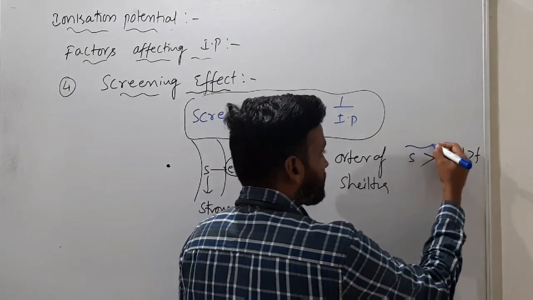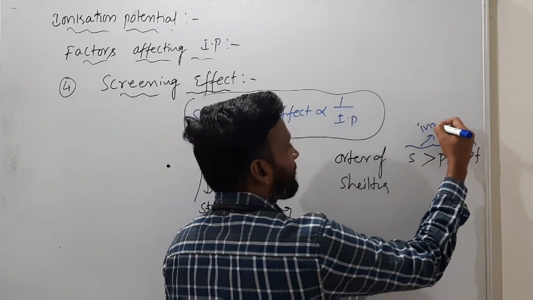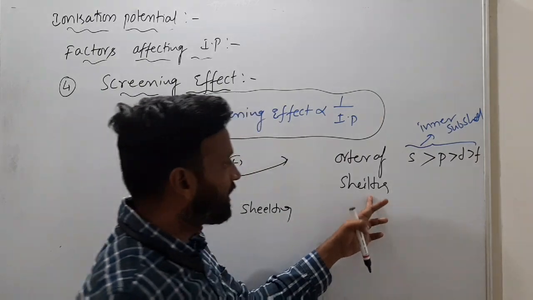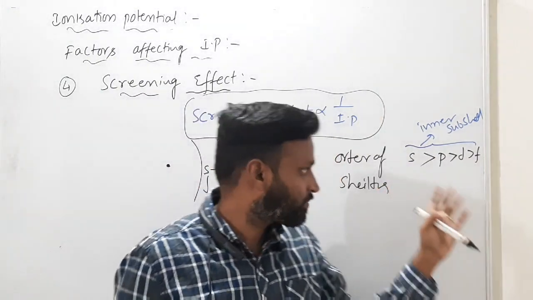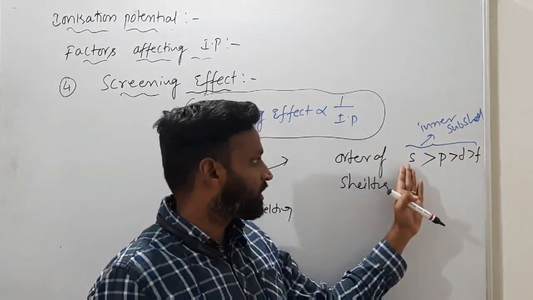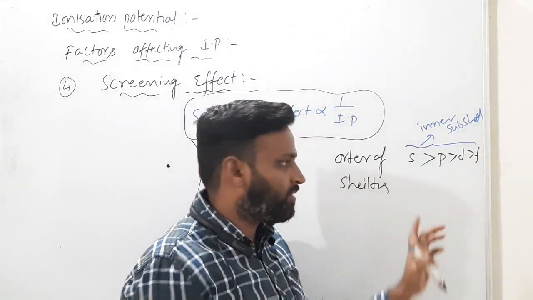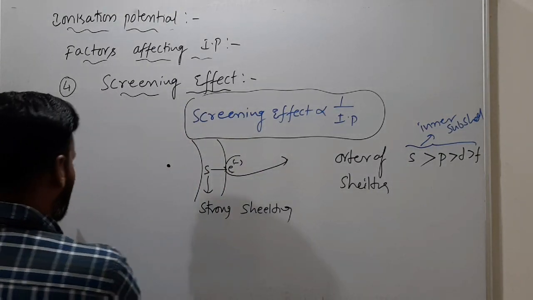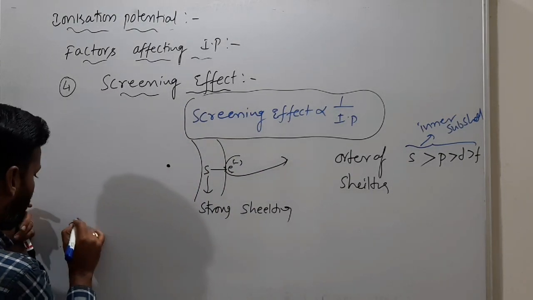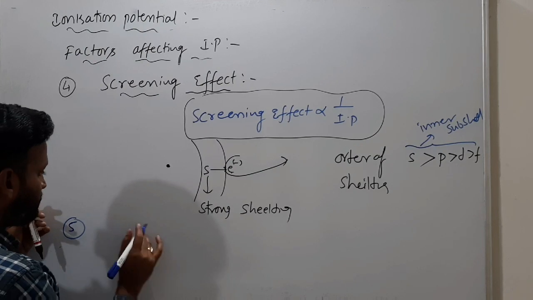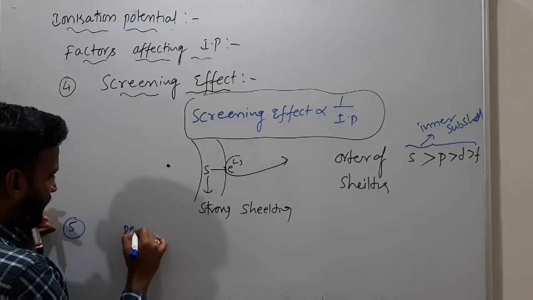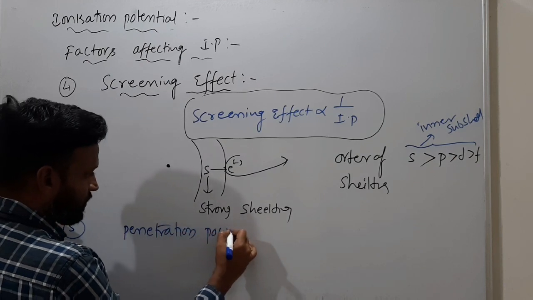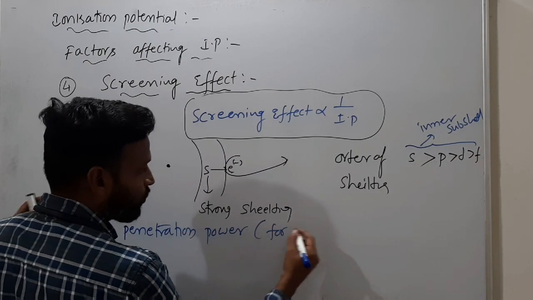Shielding effect: these S, P, D are the inner subshells, because who is shielding? Inner subshells. Among inner S, P, D, F, which inner subshell has a strong protecting ability? S. Got it clearly? So this is about the shielding effect. Here I'll tell you one more, that is the fifth one, penetration power.